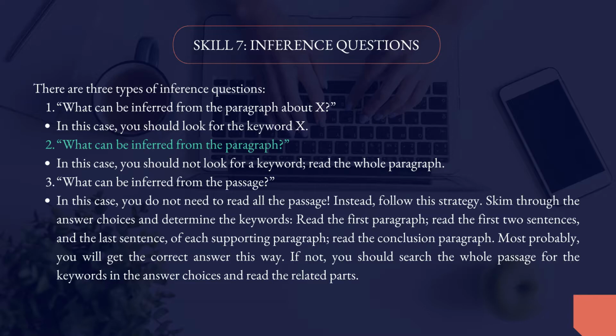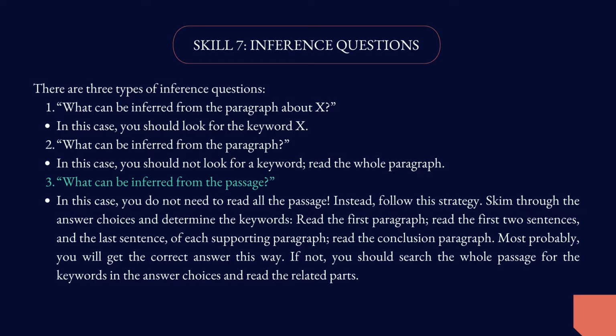Yet the most annoying type is type number 3. Here it says, for example, what can be inferred from the passage? Well, that is annoying. There is no keyword and the scope is the entire passage. So in this case, you do not need to read all the passage. Instead, follow this strategy. Skim through the answer choices and determine the keywords. What are the keywords in ABCD choices?